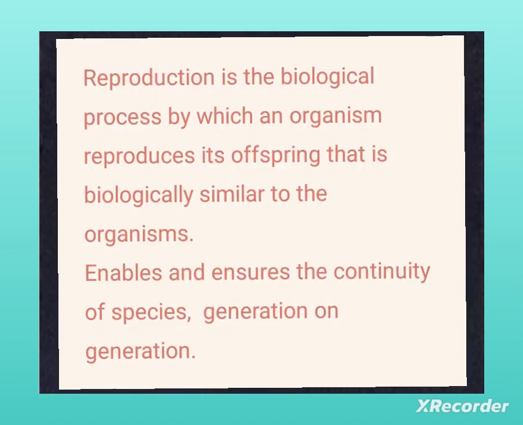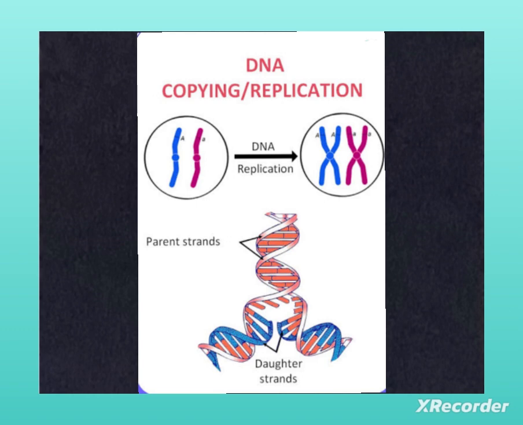So, now by all this information, we can tell that reproduction is the biological process by which an organism reproduces its offspring that is biologically similar to the organism. This process enables and ensures the continuity of the species generation after generation. For this to occur, the DNA copying is very important. As you already discussed about this, now let's know a few more points regarding DNA copying.